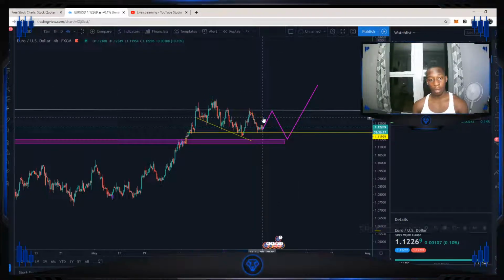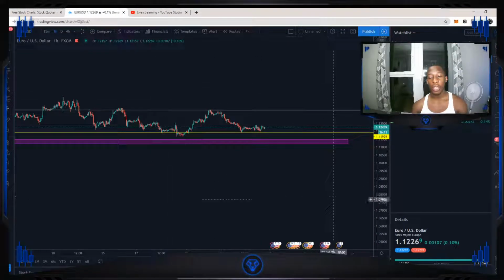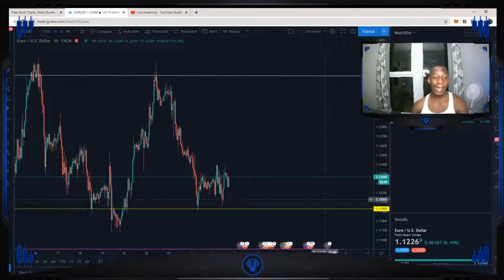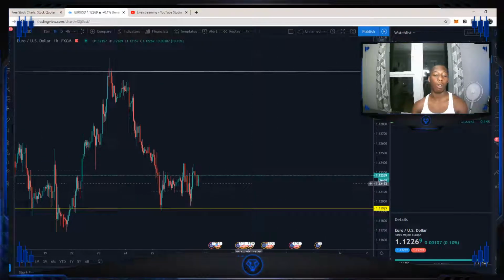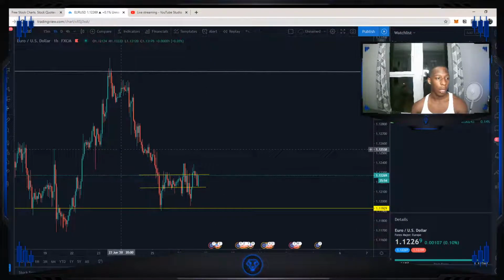So I'm saying longs in terms of entries. You could really easily get into this pair for a long, because right here we've got a little consolidation area. So now, if you break out of this area, you can even take this on momentum.